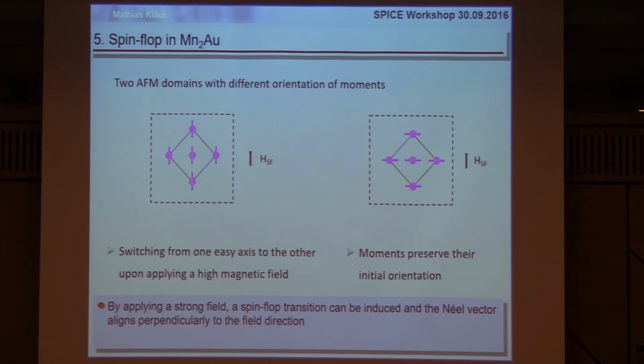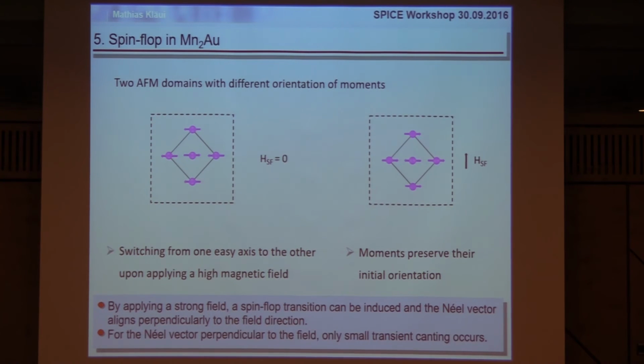These are some slides from Alexei, which he nicely did in animation. If you apply a strong field, then the antiferromagnetic magnetization of the manganese to gold will align perpendicular to the field. If you then apply the field perpendicular, then the spins will just cant a little bit, but go back. So this is good. However, it's not going to work with your normal permanent magnet. So you need to make a bit more of an effort.